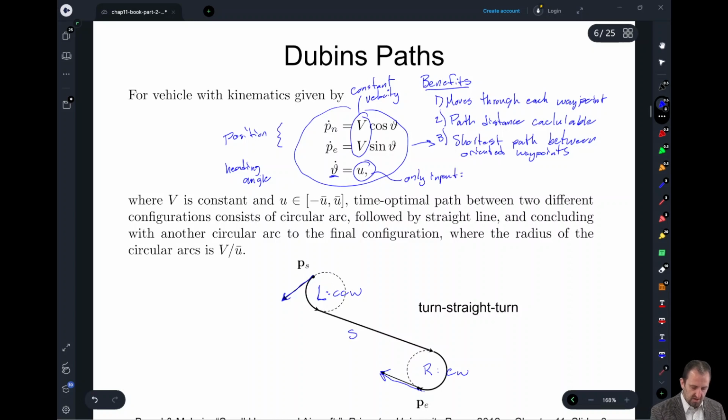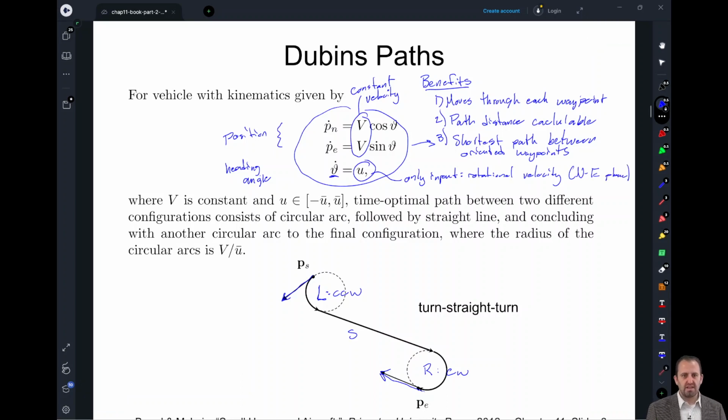And this is our rotational velocity. And that's in the plane. So this would be in the northeast plane. So about the z-axis. So this is very related to our psi angle, right? So like I mentioned, v is constant. U is going to be in the interval negative some u max to positive u max. So let's write this. U bar is the max rotational velocity. And it's going to find the optimal time, optimal path between two different configurations, assuming these dynamics.